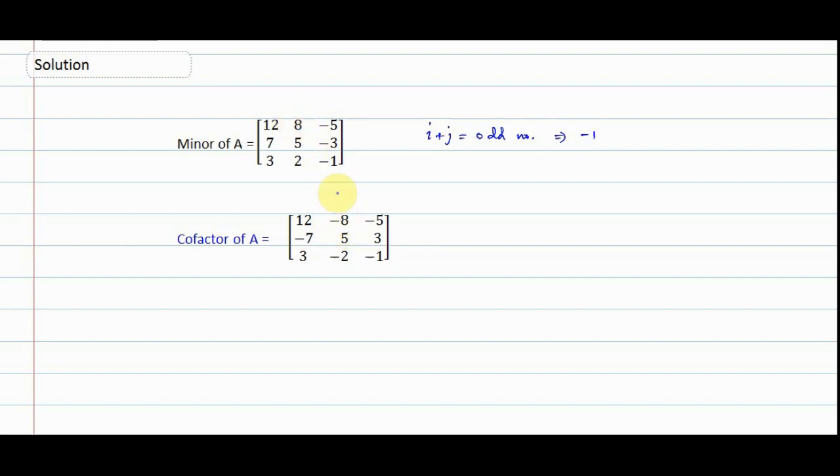Okay, so this way we have to assign signs to each element present in the minor matrix corresponding to matrix A. Then we will get the cofactor matrix corresponding to A. So here the answer is this one.